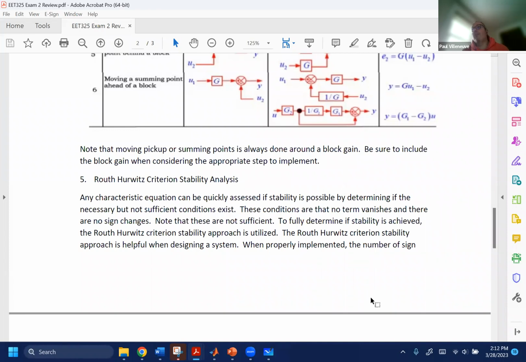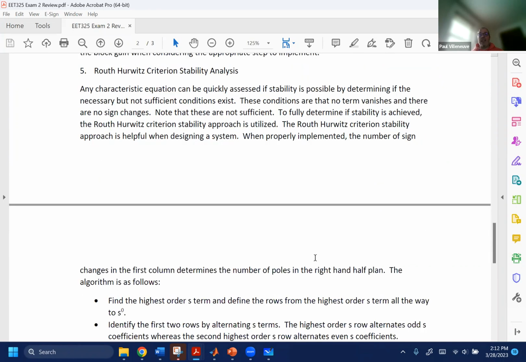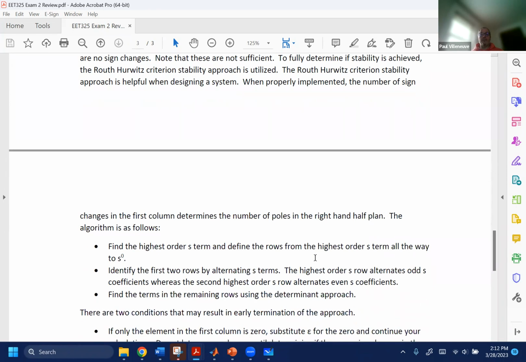The real power of the Routh-Hurwitz is if you have a variable value of gain, a value of K that you can adjust or tweak, you can increase or decrease that value of K so that your system remains stable or becomes unstable. So doing the Routh-Hurwitz approach really simplifies things and gives us the K values that we can use. So here's the approach. Find the highest order S term. So this is just for our characteristic equation. Find the highest order S term.